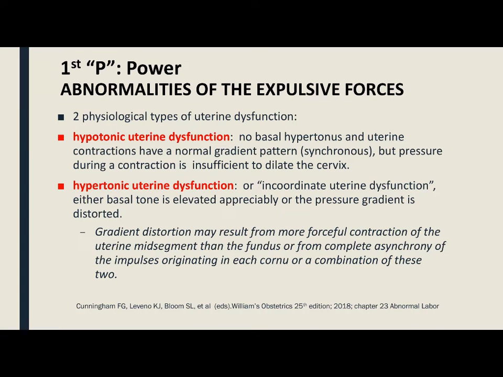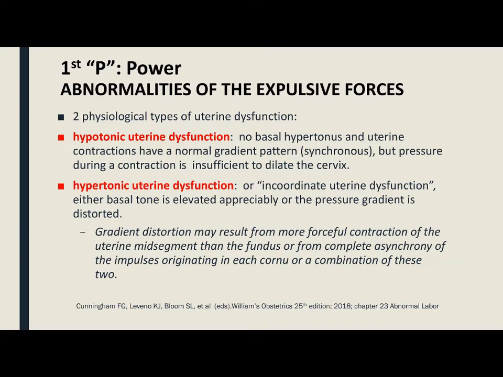So there are two physiological types of uterine dysfunction. The first, of course, is hypotonic uterine dysfunction, where there is no basal hypertonus and uterine contractions have a normal gradient pattern, but the pressure during a contraction is insufficient to dilate the cervix.